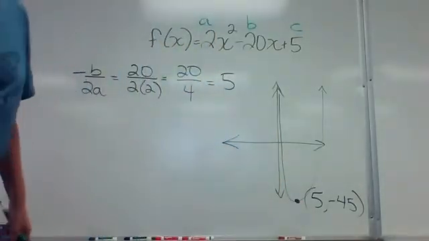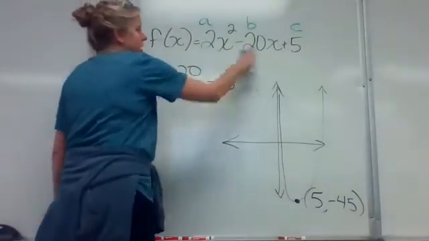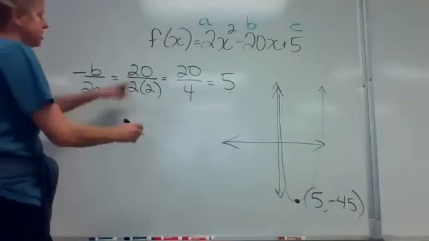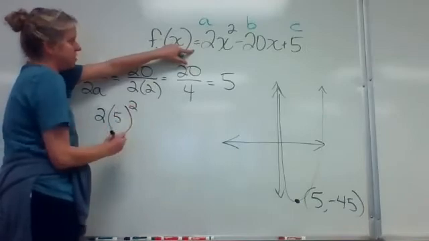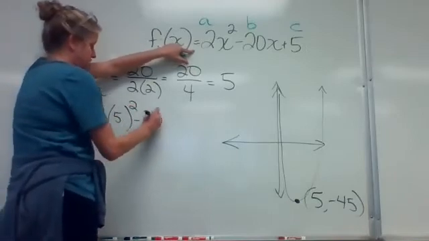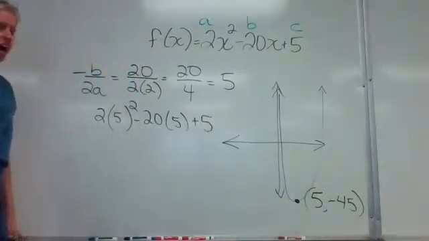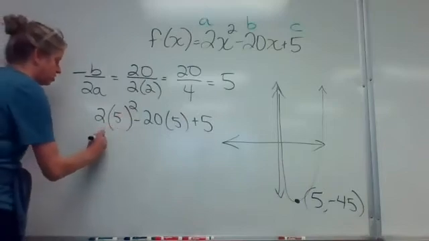So that gives you the x coordinate. Well, if you know the x, all you have to do is plug that x in here and here, and that'll give you the y coordinate. So let's see, if I do that, I have 2, plugging in a 5 for my x, squared minus 20 times 5 plus 5. So let's see, got to do my exponent first. So 5 squared is 25.